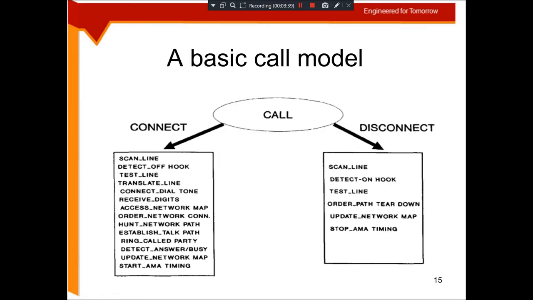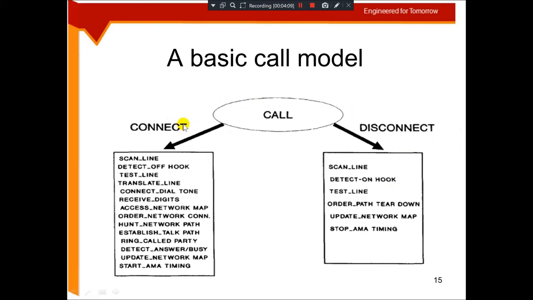Next, a basic call model will have two things, that is the connection part and the disconnection part. What are the parameters, what are the steps involved during a call establishment or call connection are discussed here, and what are the steps involved during the disconnection of the call are discussed in this part, that is called call disconnection.